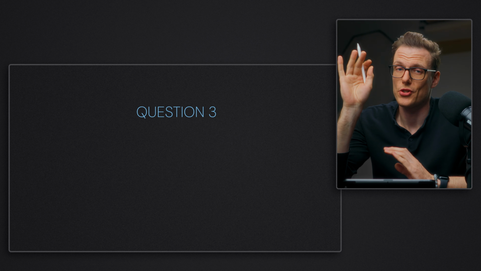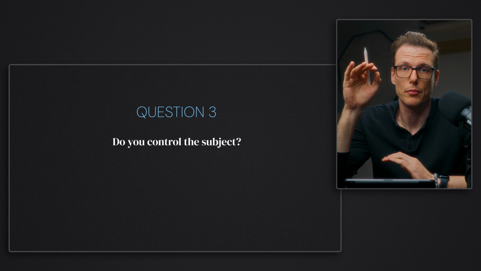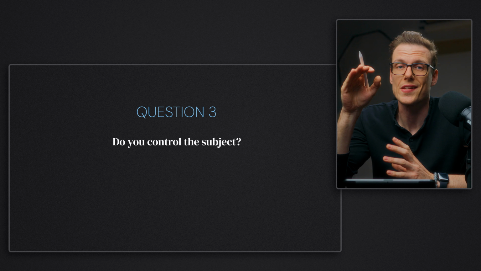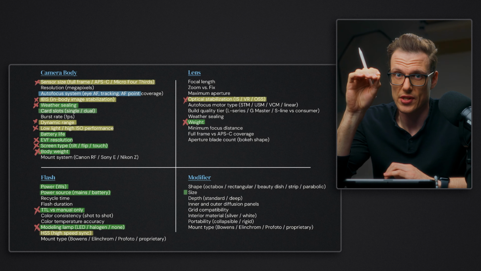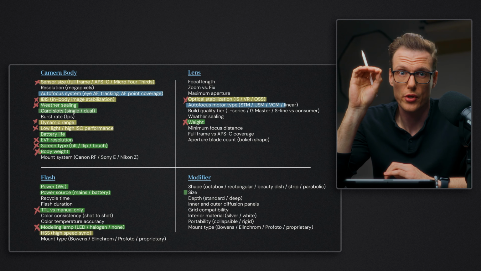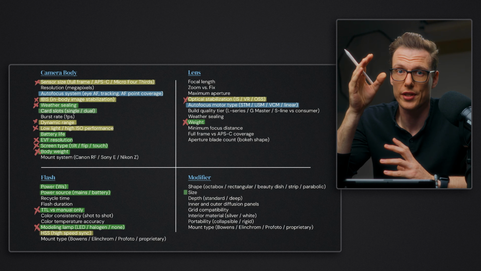Question 3 is, do you control the subject? And most of the highly debated features land in this segment. The camera's autofocus system and the lens autofocus motor type is important if you shoot unpredictable and fast-moving subjects. In portrait photography, that usually only happens when you have kids and pets in a family portrait session. And if in the DSLR days that was quite a challenge, now even the cheaper mirrorless cameras have eye autofocus and the lenses usually keep up with it.